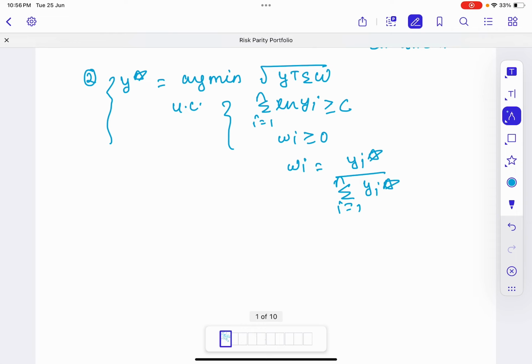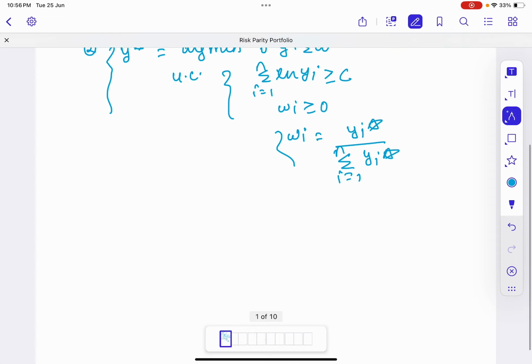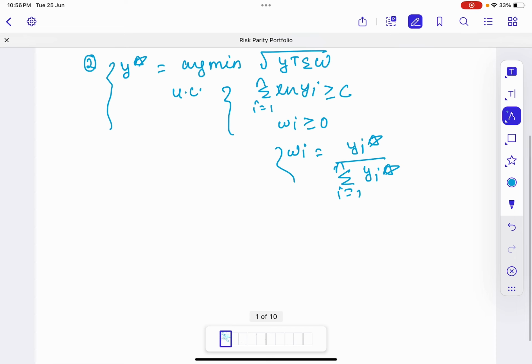So basically the y matrix that you will be getting from here won't be normalized. Okay, so you can normalize it using this technique, right? So this will be the weight w.